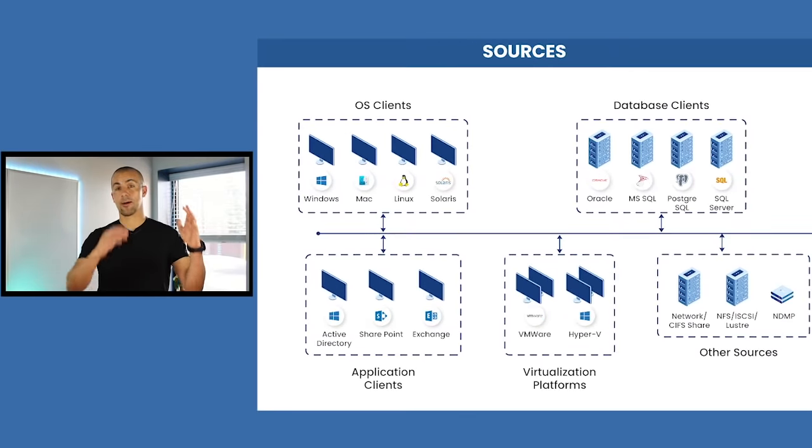Okay, we'll take a look at the interface in a moment, but before we dive in, I'd like to go over this diagram. It concisely describes Zmanda and how it's organized. On the left-hand side here, we have sources. These are items you can back up with Zmanda, including OS clients like Windows and Mac laptops used by employees. You also see applications, databases, virtual platforms, and other things like NFS, SCSI, and NDMP sources.